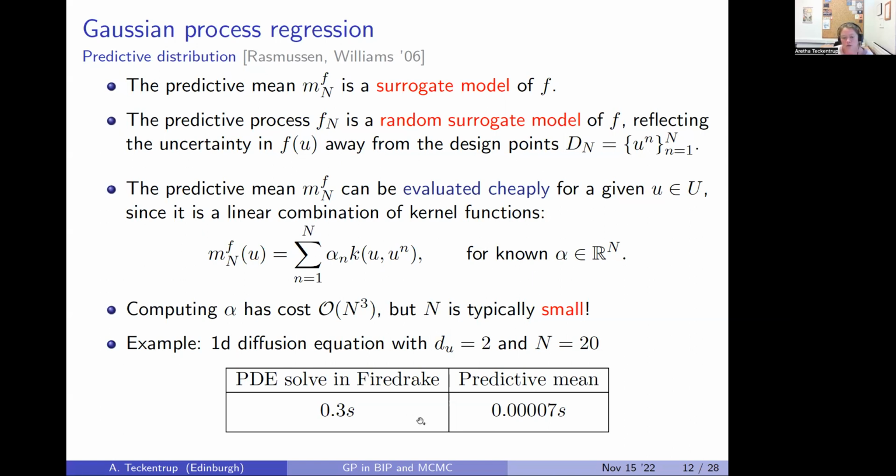Yeah. And just to give you an idea of the kinds of computational savings that you're getting from this, say you're looking at an example in 1 spatial dimension and 2 parameter dimensions, and we have observed it at n equals 20 points. 1 solve of the PDE, implemented in Firedrake in Python on a standard laptop, would take about 0.3 seconds. And then just evaluating this predictive mean instead, so using the surrogate model, you get it down to about 10 to the minus 4 seconds. Right? So these are really substantial savings in computational cost. Okay.